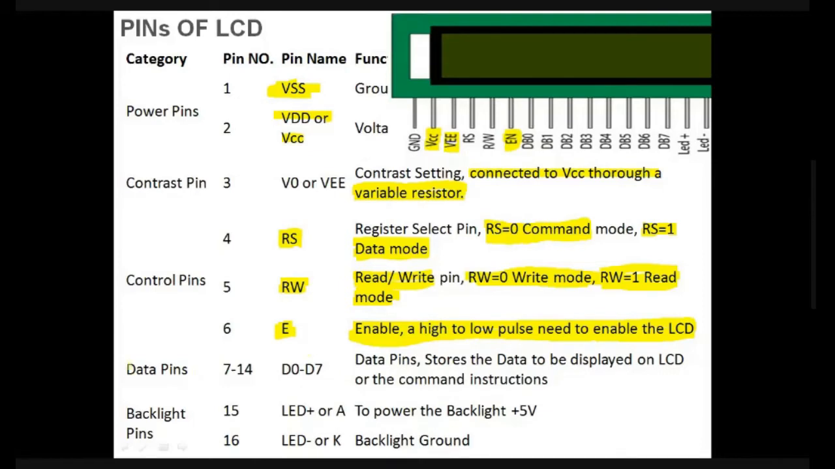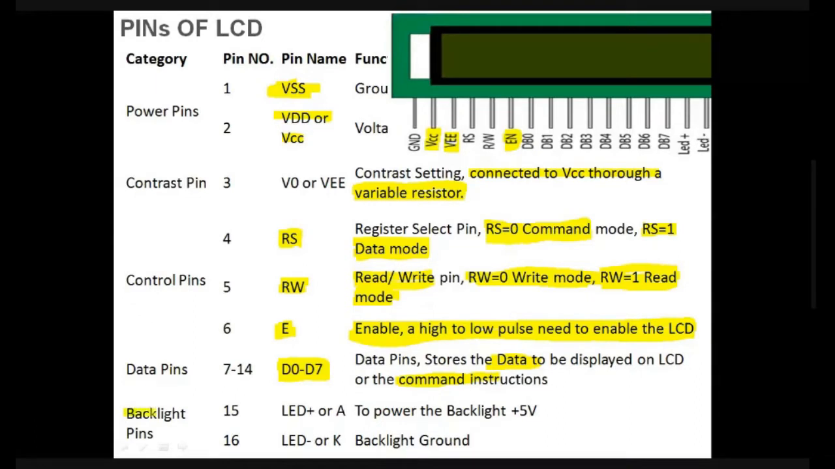The next is the data bus. Here, the data bus is pin number 7 to pin number 14. This data bus is D0 to D7, which we use for input and output to the LCD, whatever the data or a command. Then the last two pins are there.